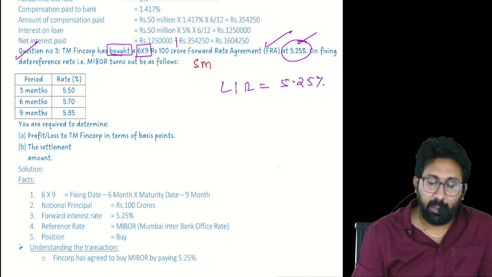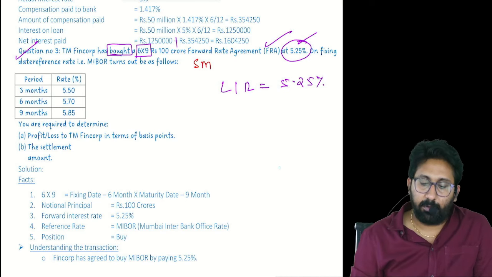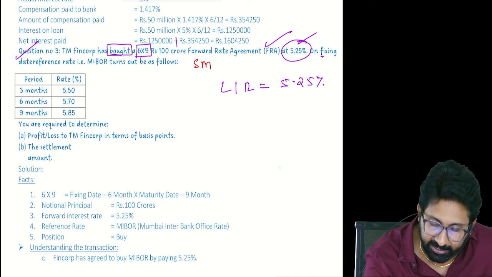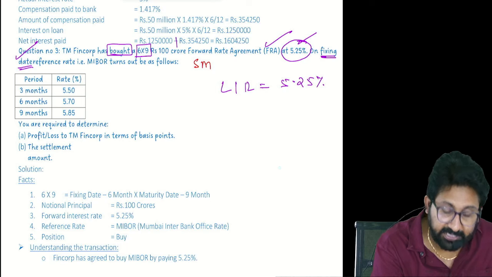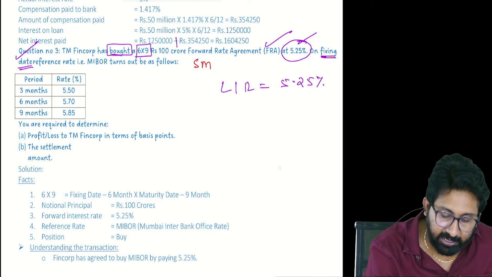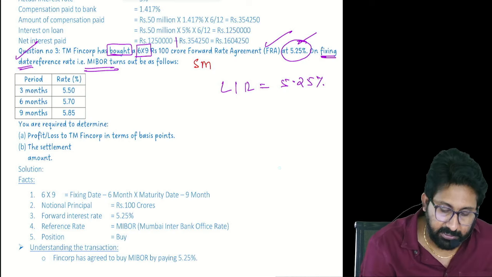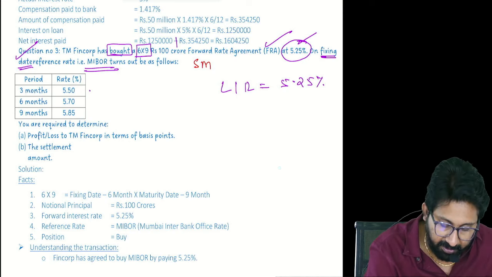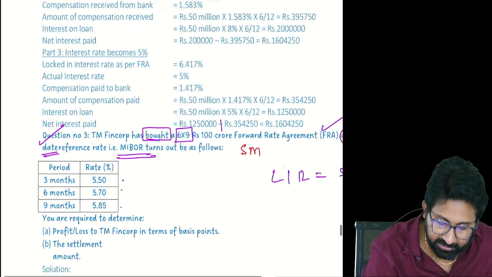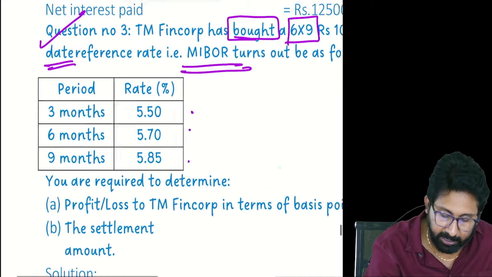5.25. Okay, now, I wanted to buy a FRA at 5.25 on fixing date. On a fixing date. Fixing date means after how many months? 6 months. Reference rate, that is MIBOR, turns out to be 5.5, 5.7, 5.85. Now I will ask the question. See this properly.